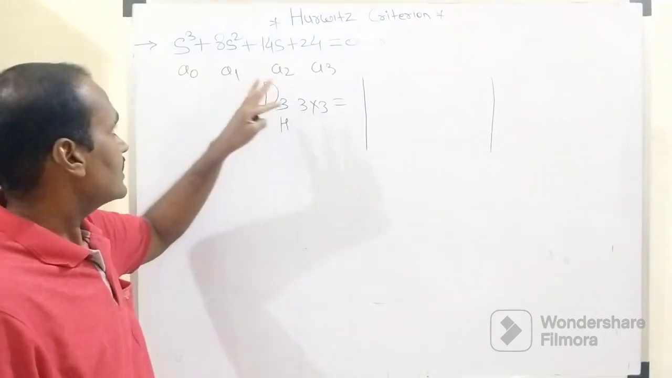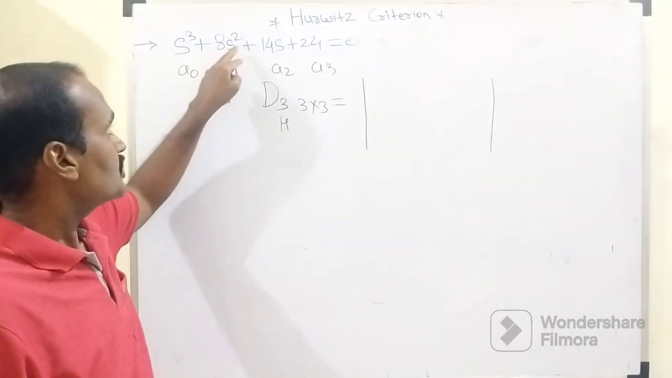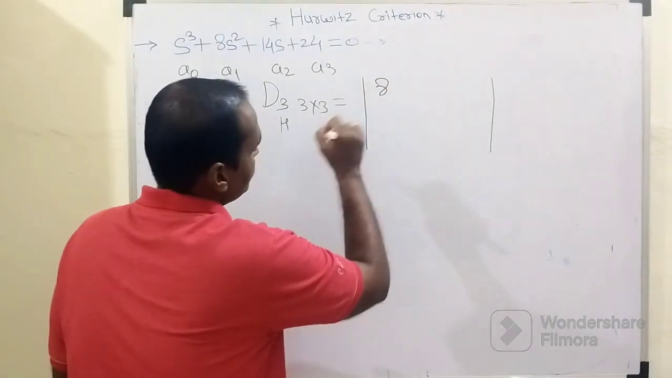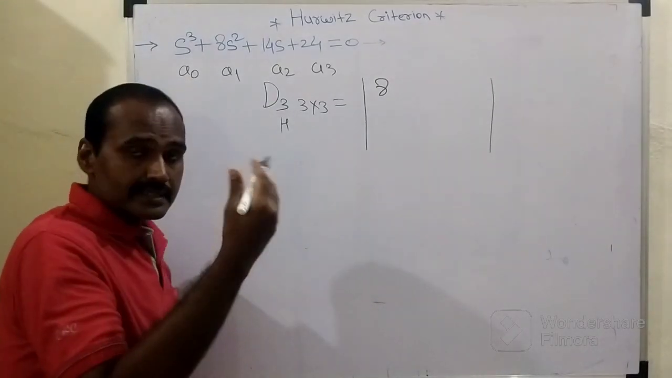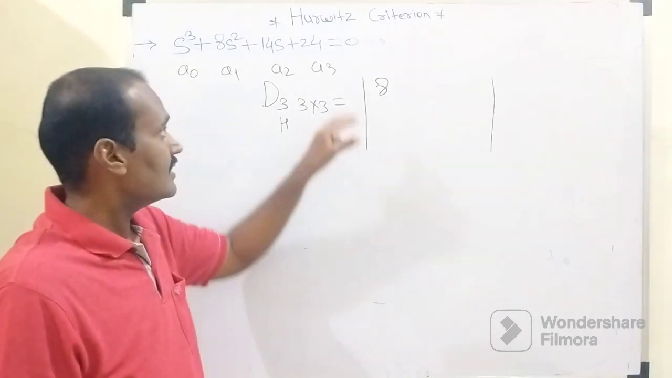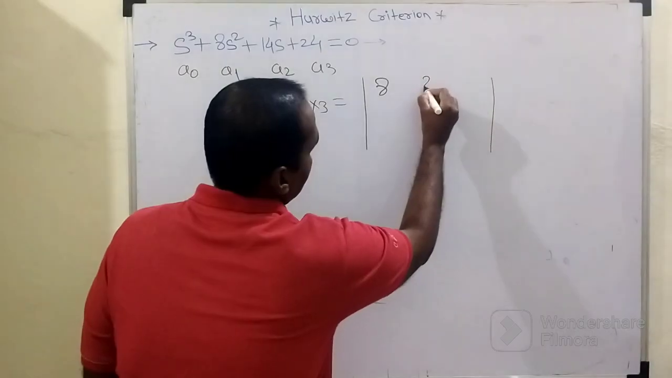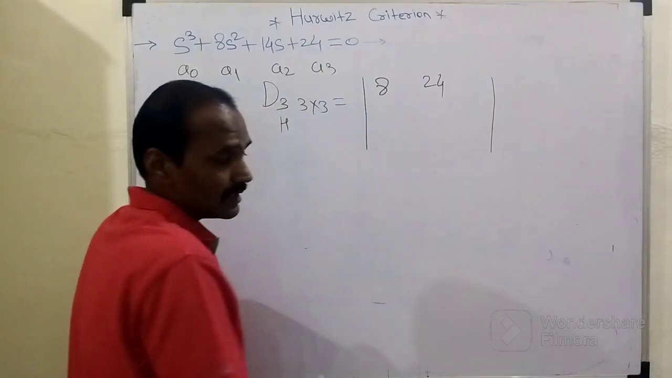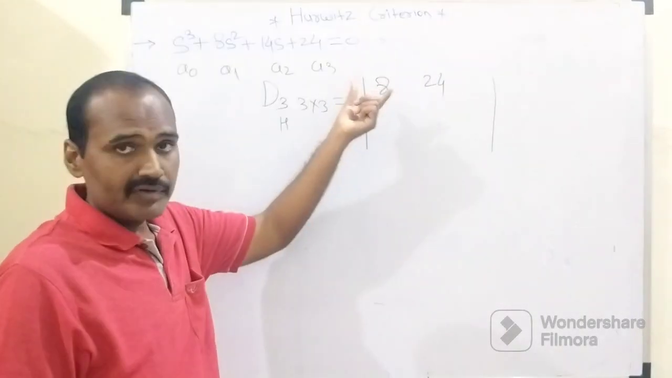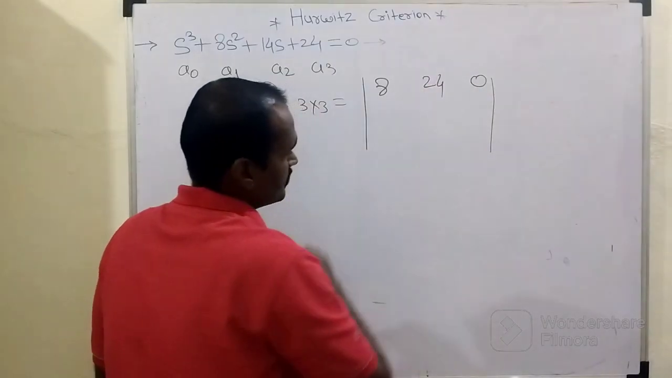So presently in this characteristic equation, the coefficient of s raised to 2, which is a1, is nothing but 8. So here the first element will be 8. The second odd coefficient, present at the third position, is 24. Here we don't have the third odd term, that is A5, so A5 equals 0. This will be A1, A3 and A5.